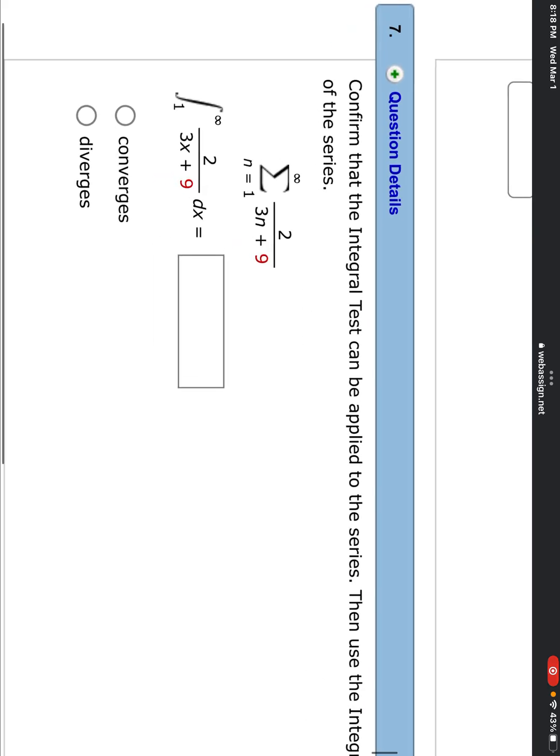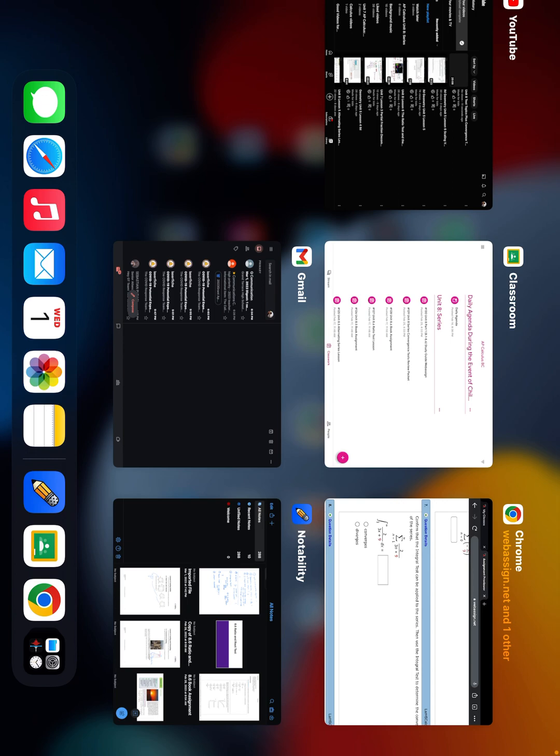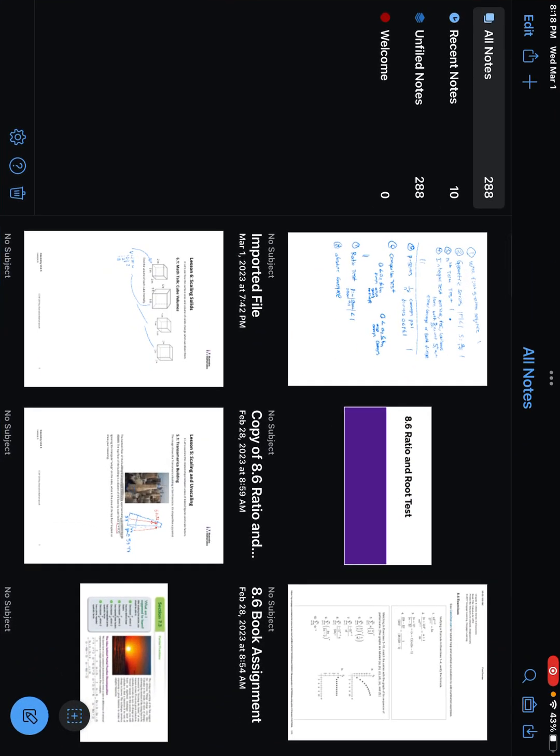First off, we know that this is going to be positive. We know it's going to be decreasing and continuous from 1 to infinity. So we're able to take the integral of it. We know the derivative of 3n plus 9 is going to be 3. So let's go ahead and do this one. I'm going to have to go back and forth, so let me open up a new window for it.